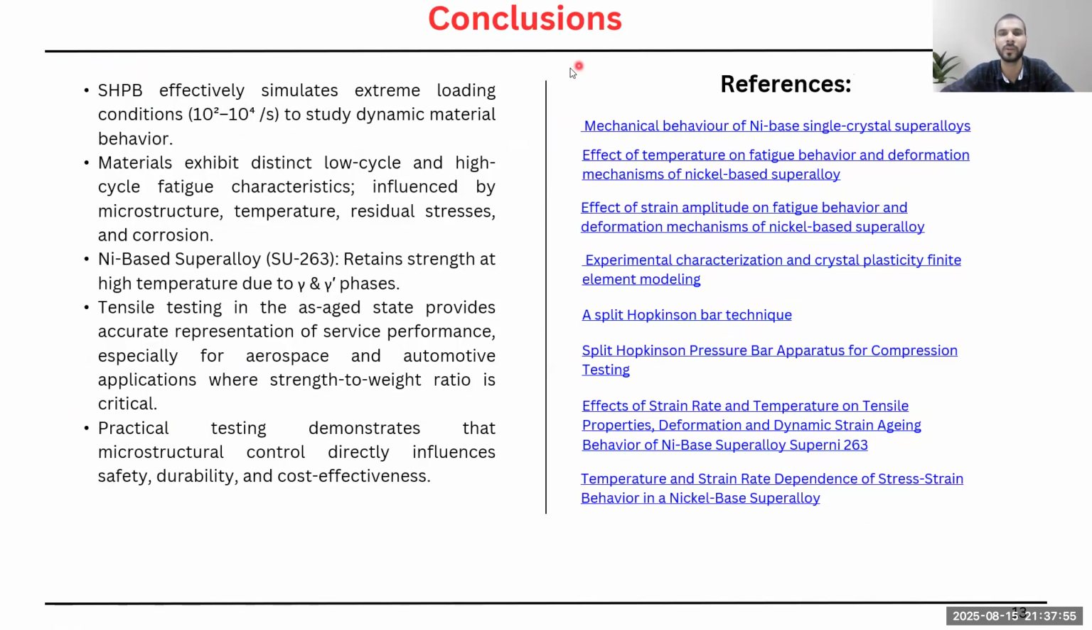Now let's come to the conclusion here. So as we discussed, SHPB effectively works at extreme loading conditions, typically between 10 to the power 2 to 10 to the power 4 per second, to study the dynamic material behavior. Also, as our study says, this material exhibits low cycle fatigue and high cycle fatigue characteristics, which are influenced by the microstructure, temperature, residual stresses, and corrosion. And here are a few references which I have used.